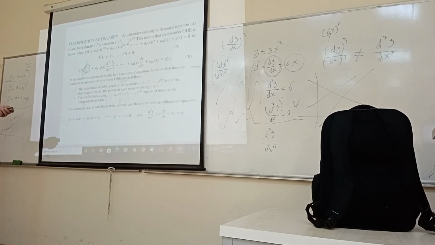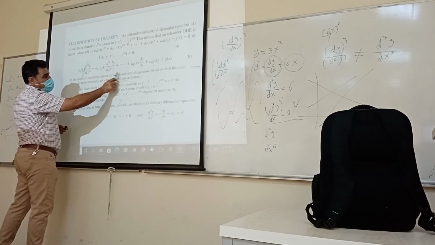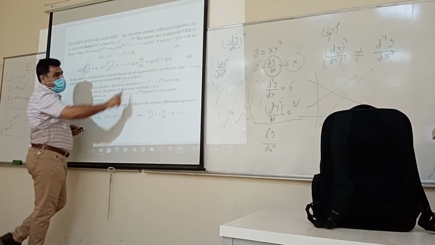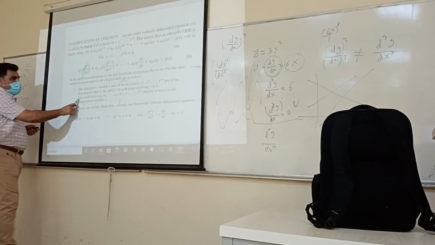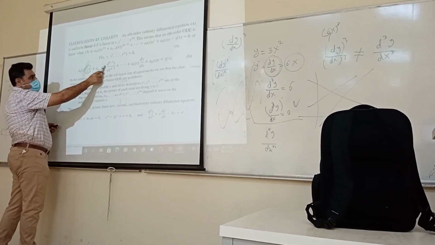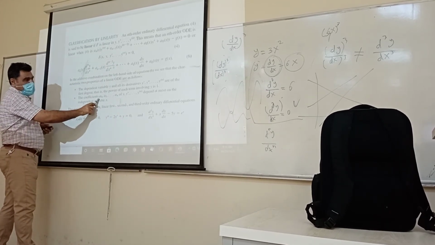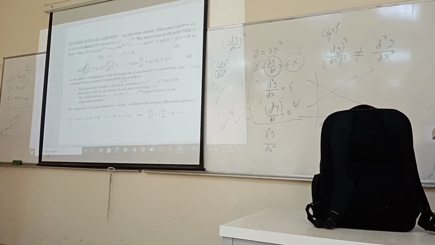So if you see this one, y in all the cases, the power of y is 1. So it's linear. The relation is linear. The other thing is the coefficient. The coefficient depends at most on the independent variable x.